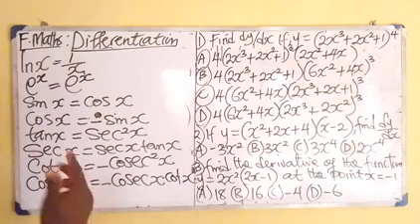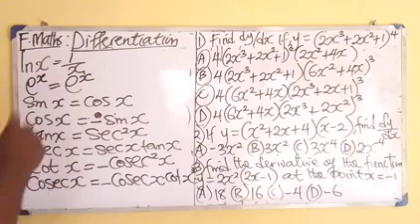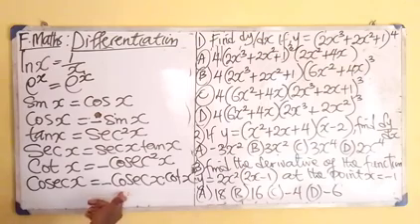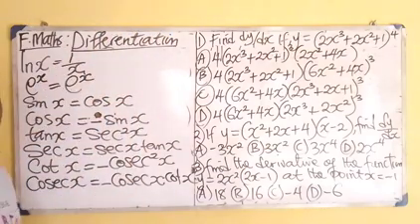If you ask, what is the derivative of cosec x? Because you have memorized it, once you see it, you just look for the option that contains minus cosec x cot x. Or you're asked, what is the derivative of cot x? You just go to the option minus cosec squared x.